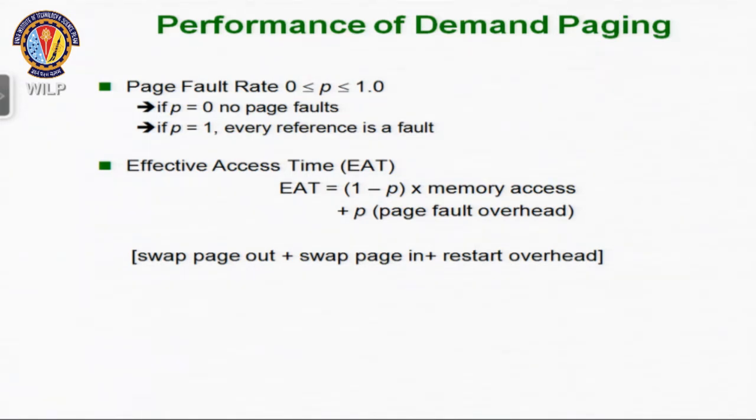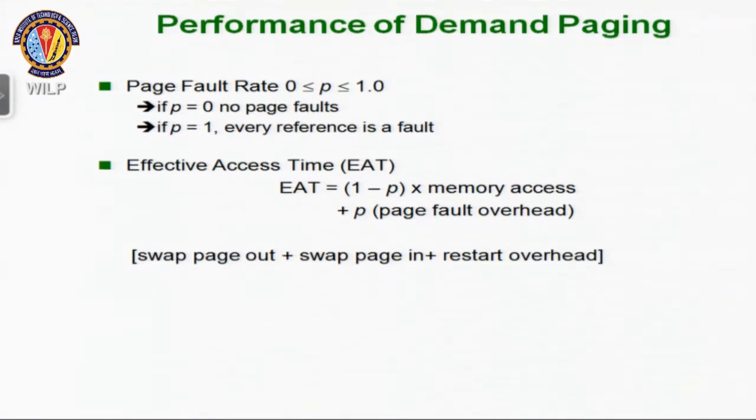That is, 1 minus P is indicative of the amount of references which do not result in a page fault. So for those references which do not result in a page fault, the access time is going to be equal to the memory access time. There are no other additional overheads associated. So the formula becomes 1 minus P multiplied by memory access time, and then the second part is P multiplied by page fault overhead.